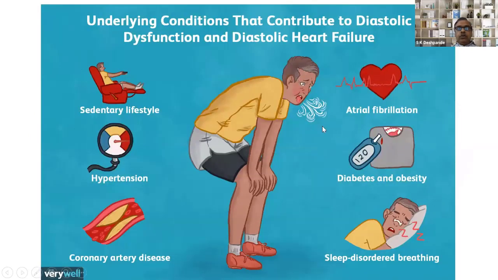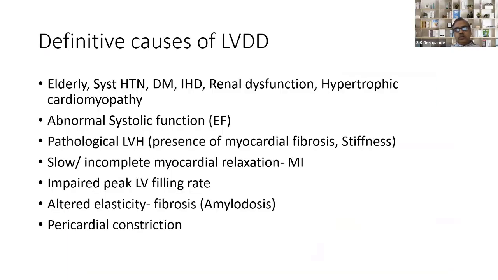So this is how the patient presents. Who are the patients who are vulnerable? People who have a sedentary lifestyle, hypertension, CAD, diabetes, obesity, atrial fibrillation. All these patients are more vulnerable to diastolic dysfunction, and the patient will start having dyspnea like this. So there are definite causes of left ventricular diastolic dysfunction, like the elderly, where due to aging, all these things happen.